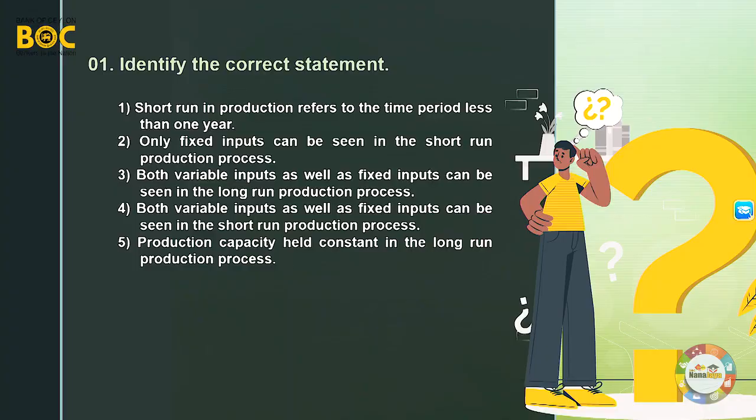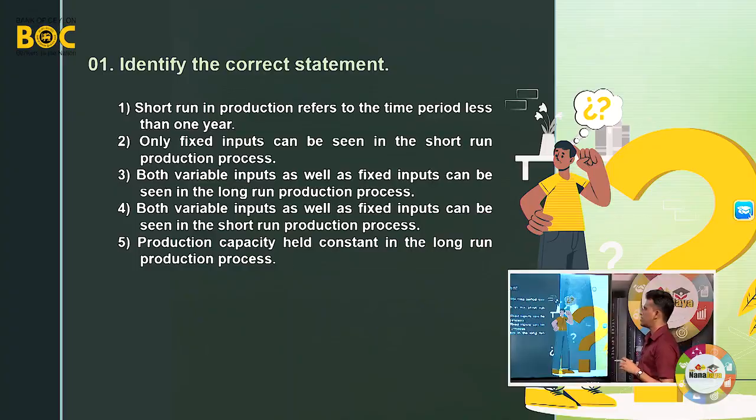Identify the correct statement. First one, short run in production refers to the time period less than 1 year. I told you that the categorization is done based on the types of inputs identified within the production process, but not based on a calendar period of time. So, the first answer cannot be identified as a correct answer.